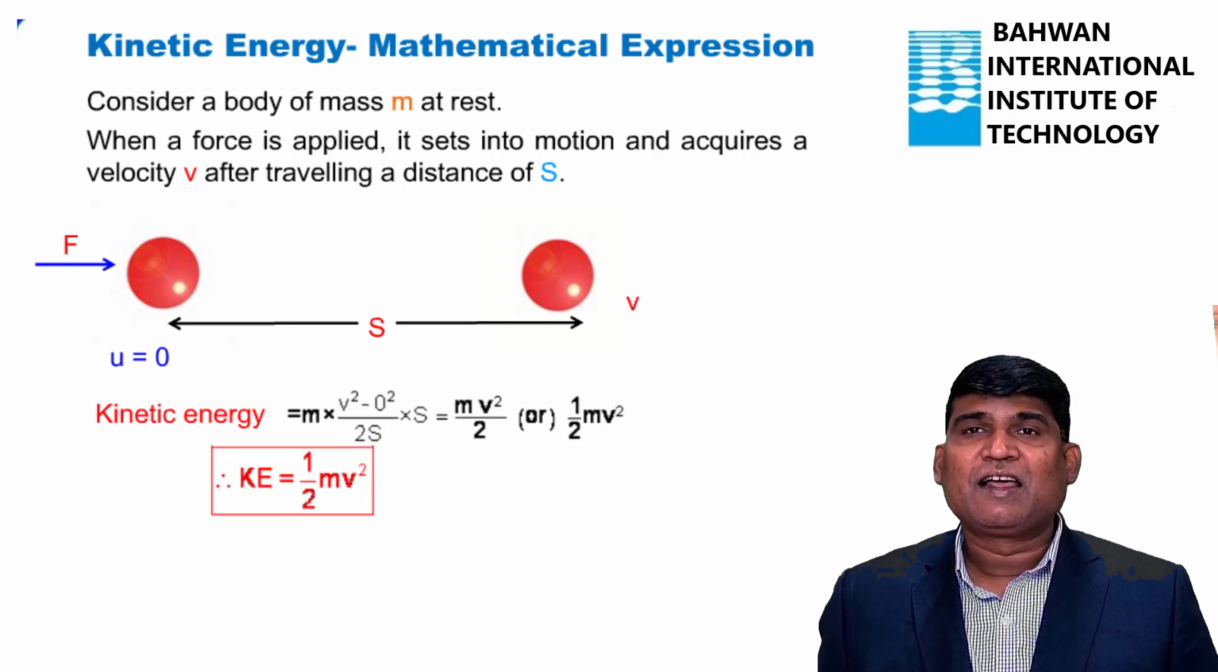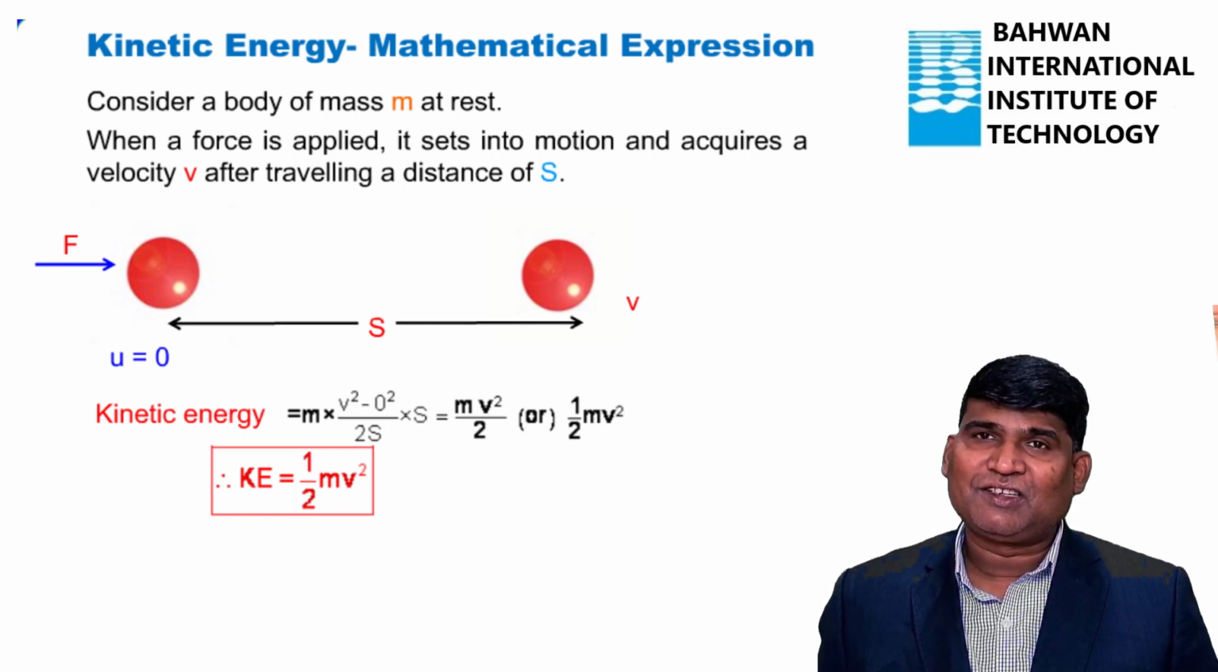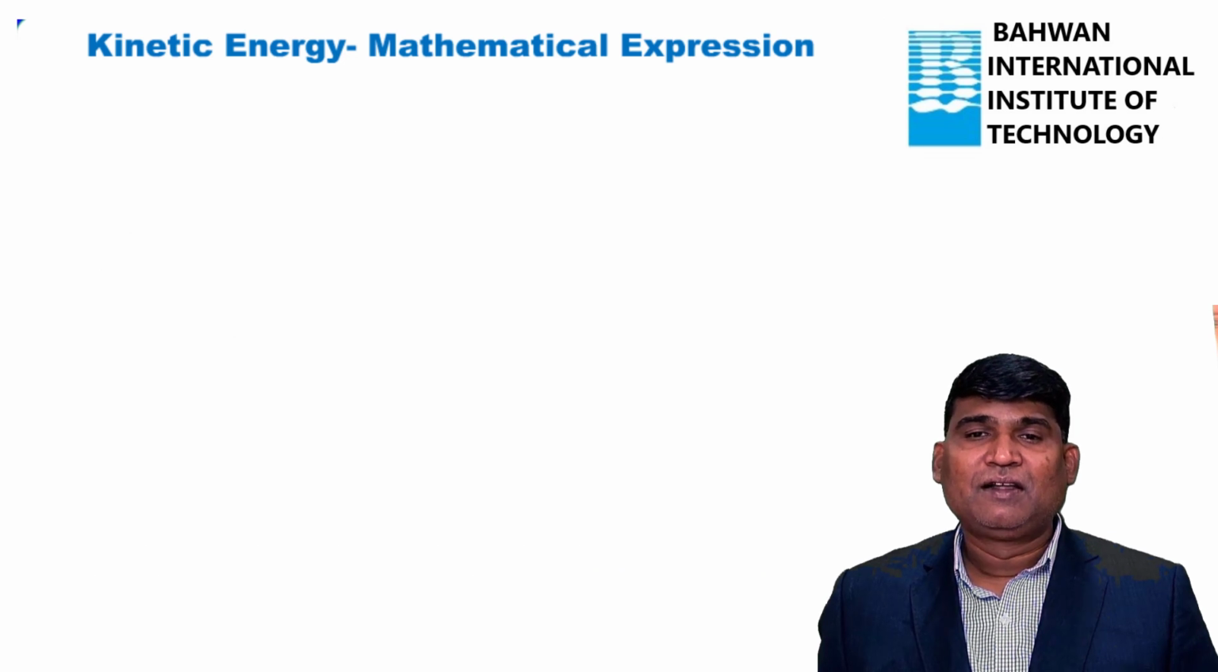So this is the mathematical expression for kinetic energy. So what is the formula for kinetic energy? Half mv square, where m stands for the mass of that body. What is v? The velocity of the body, right? So the kinetic energy of the body is always equal to half of the product of its mass and the square of the velocity of the body, right? This is how we can derive the expression for kinetic energy.